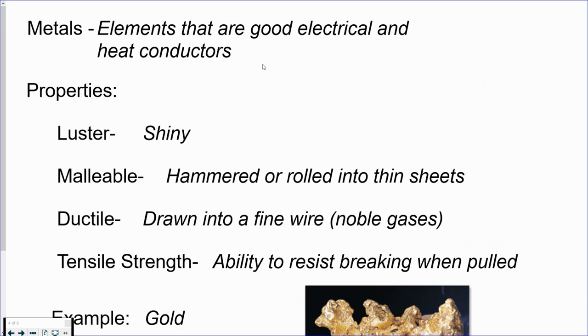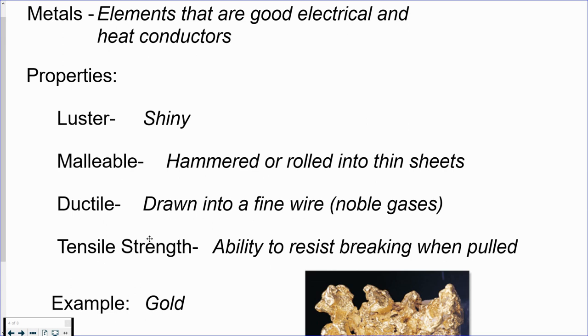So, metals are good electrical and heat conductors. They're shiny, so they have a good luster. Luster is the property that we're talking about. Malleable means that they can be hammered and bent into shapes. Ductile means you can pull it into a fine wire. And then tensile strength means that as you pull it, it's not likely to break.